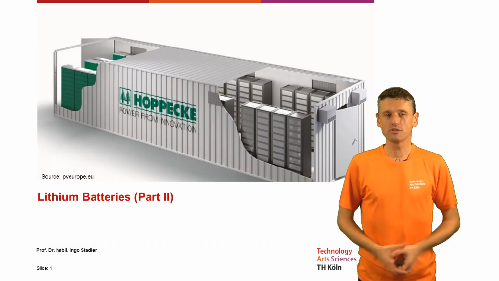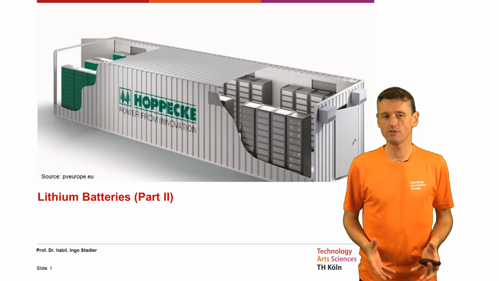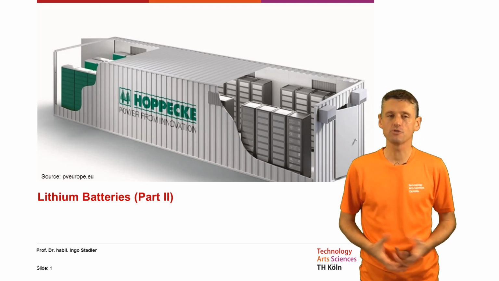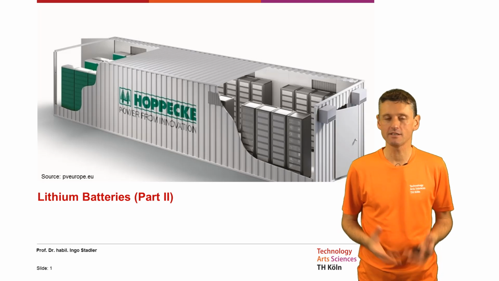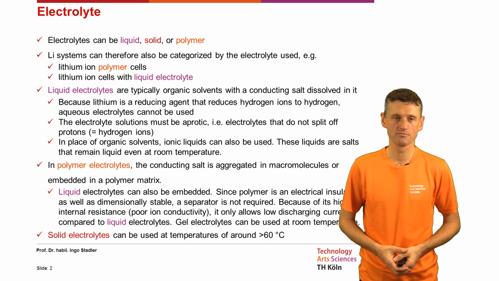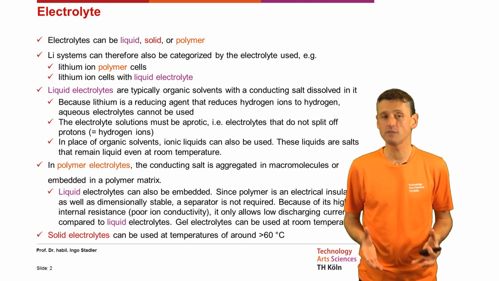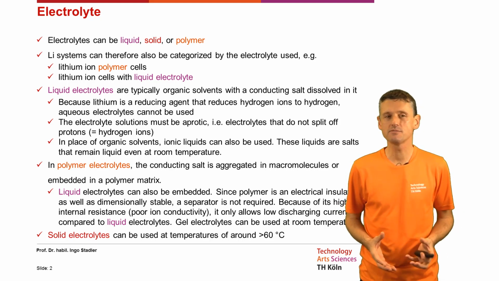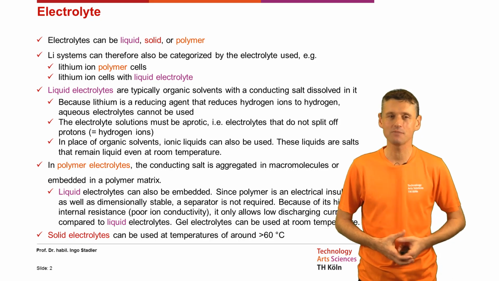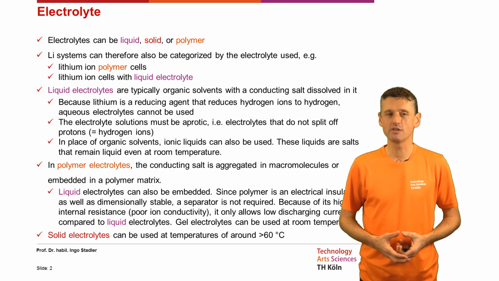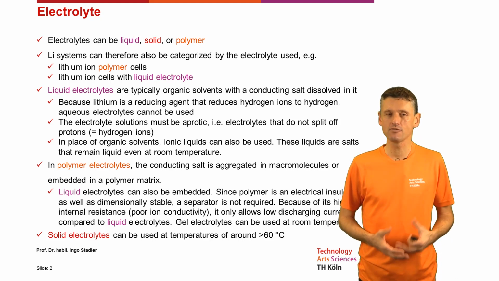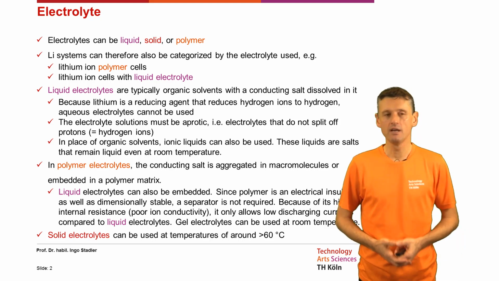Hello and welcome to the second part of our videos on lithium batteries. In this video we will talk about the electrolyte that is in between the two electrodes. So electrolytes can be liquid, solid or polymer. Lithium systems can therefore also be categorized by the electrolyte used, for example lithium-ion polymer cells or lithium-ion cells with liquid electrolyte.